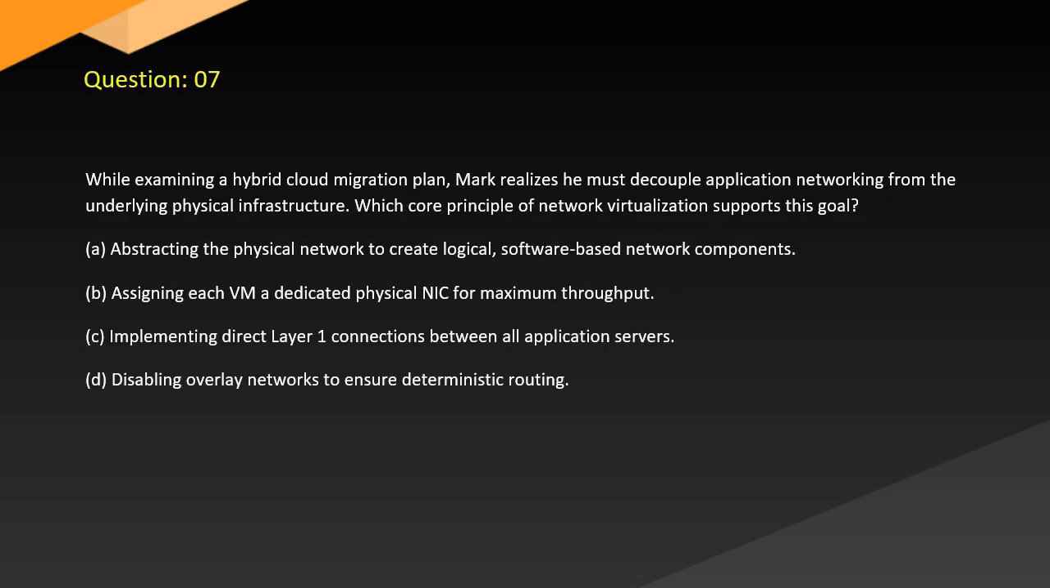Question 7. While examining a hybrid cloud migration plan, Mark realizes he must decouple application networking from the underlying physical infrastructure. Which core principle of network virtualization supports this goal? A. Abstracting the physical network to create logical software-based network components. B. Assigning each VM a dedicated physical NIC for maximum throughput. C. Implementing direct layer 1 connections between all application servers. D. Disabling overlay networks to ensure deterministic routing.